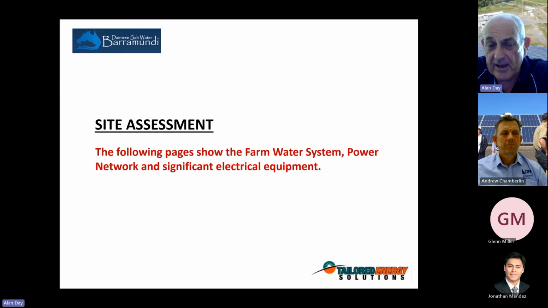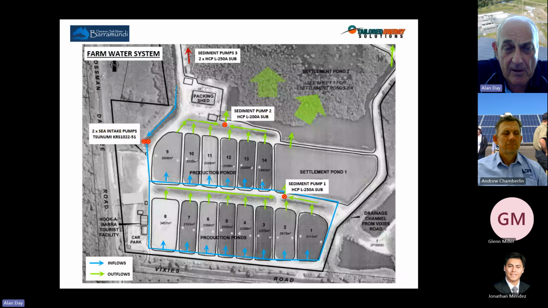So just talking about the site, and obviously to do our job, we need to understand how the farm is set up and what their systems are. So what we have here is the farm water system, and it is well designed. Basically, you can see there's a creek that runs just to the right of the title farm water system. There's a channel that runs all the way up to the Daintree River, and that's a tidal creek.